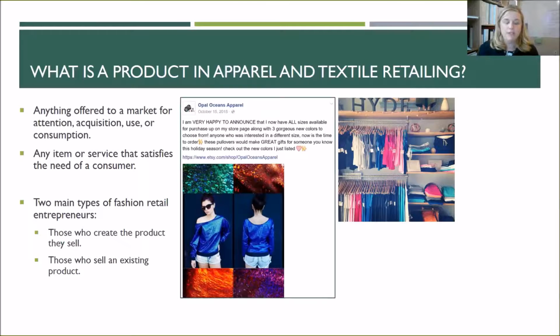So you can see on the slide here, there's an example of Opal Oceans Apparel. This is Elisa, who you see on the slide. She's a former apparel design student of mine at Oregon State University, and she now runs a successful online business with her own original designs. And she's obsessed with holographic fabric, and so that's one of the things that she focuses on. Or she would be the example of someone who creates the product they sell. Or you could wholesale or source an existing product.